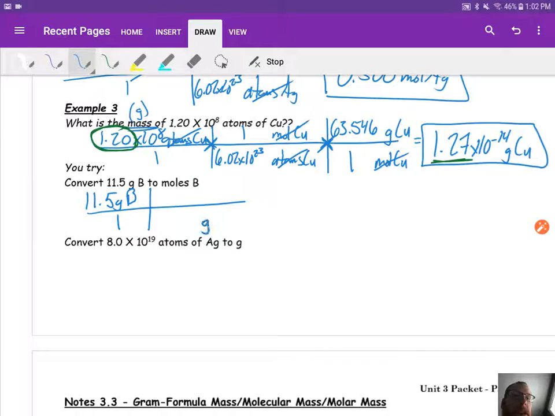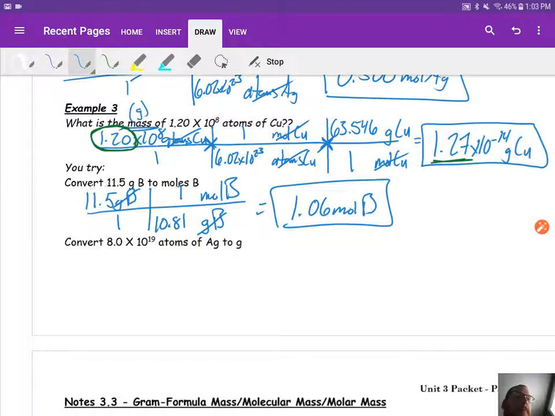All right, so grams of boron on the bottom, moles on the top. 1 mole. I'm going to look up the molar mass, which is 10.81. Cross those out. Do my math. 1.06 moles of boron. And again, original number was 3 sig figs, so my final number should be 3 sig figs. All right, this last one, this is a 2-step problem like example number 3. Pause the video, try it, and see how you do.